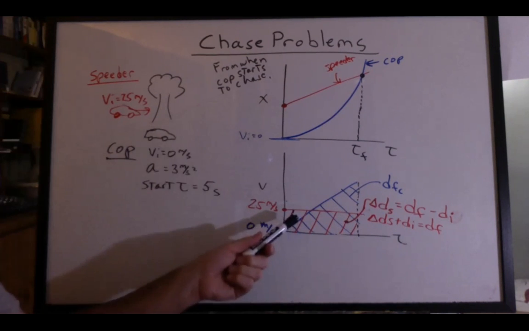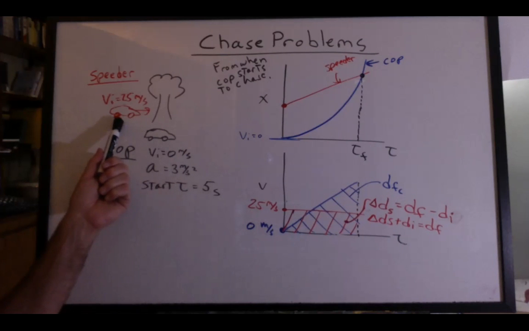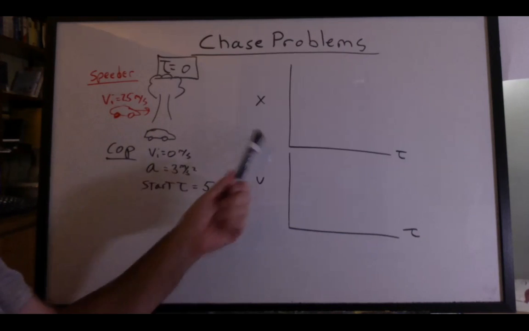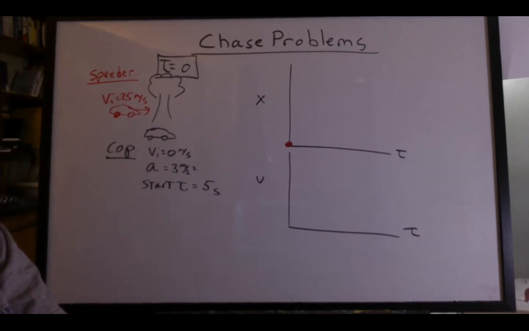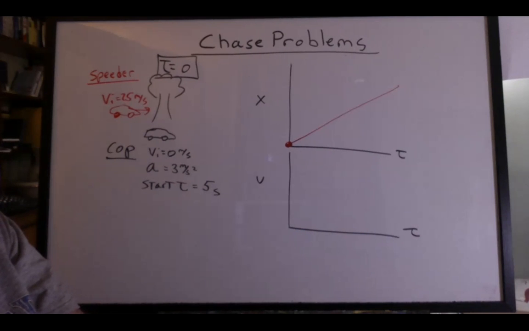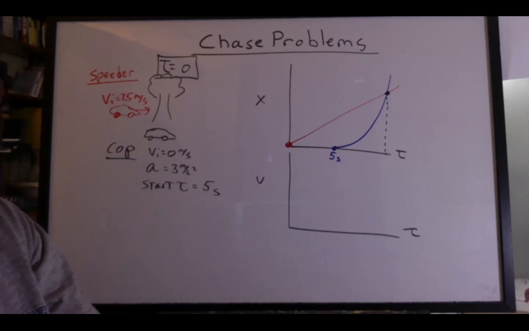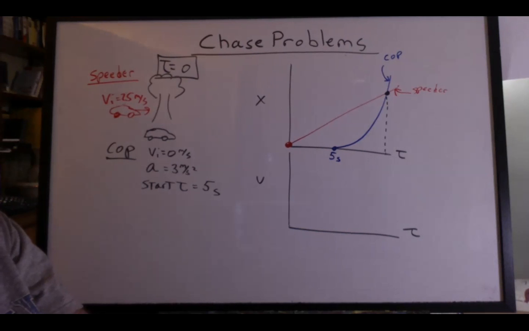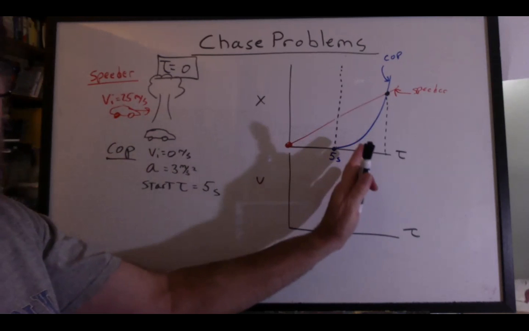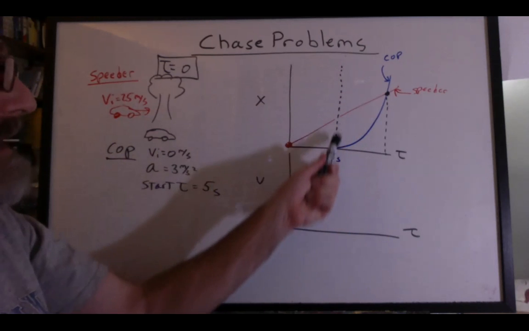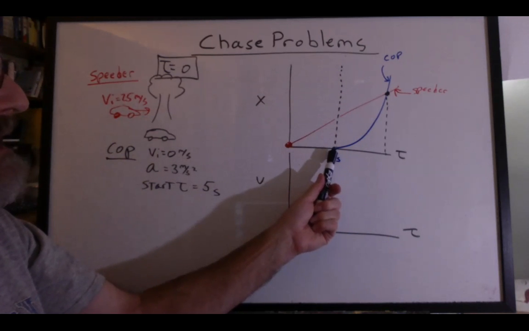Now, how would these graphs change if we wanted to graph it from when the speeder passed the tree? You pause the video, try to make your graphs first. Now the speeder starts at a position of 0, moving forward at a constant velocity, but the cop doesn't start for 5 seconds. And there's the catch. It's really the same graph that we had before. It's just moved over. This is where we had our axis before with 0 time.